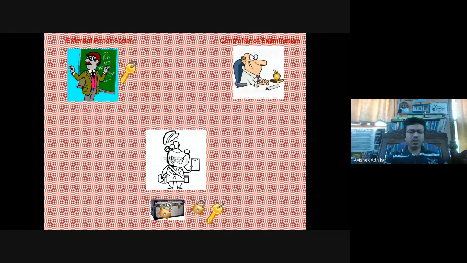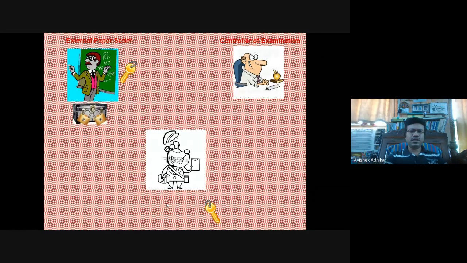Now what will the postman do? The postman will now put the lock given by the controller of examination, keep the key with him, and send it back to the external paper setter.